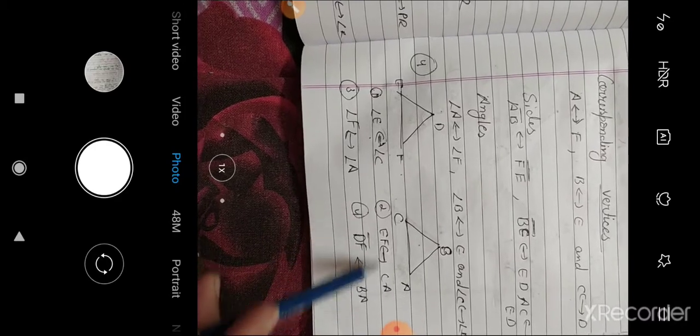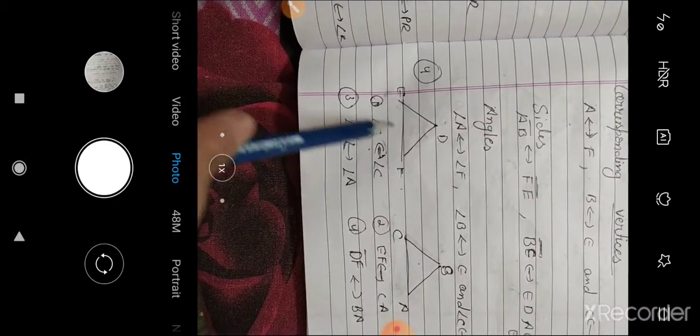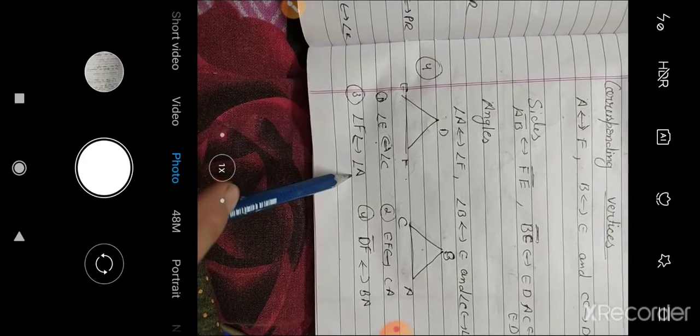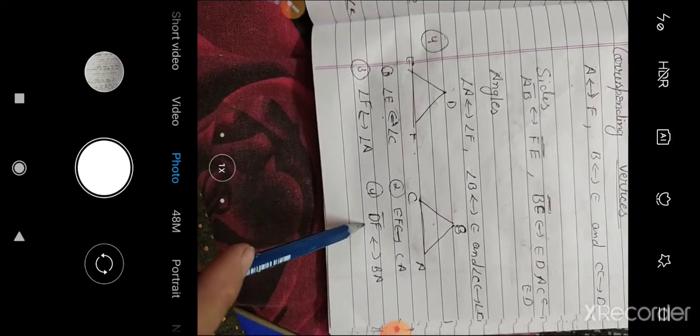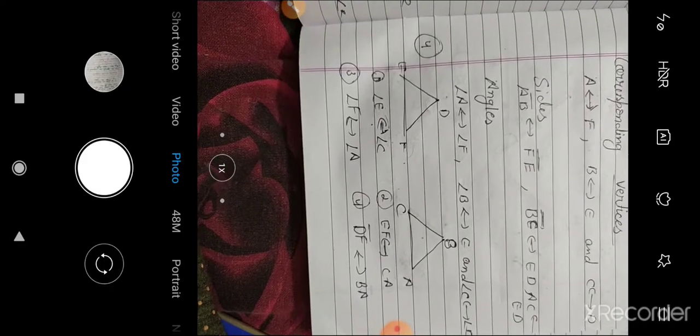So these two parts are congruent. Angle F is overlapped by angle A. So these two angles correspond, and line segment DF is overlapped by line segment BA. So these two line segments correspond.